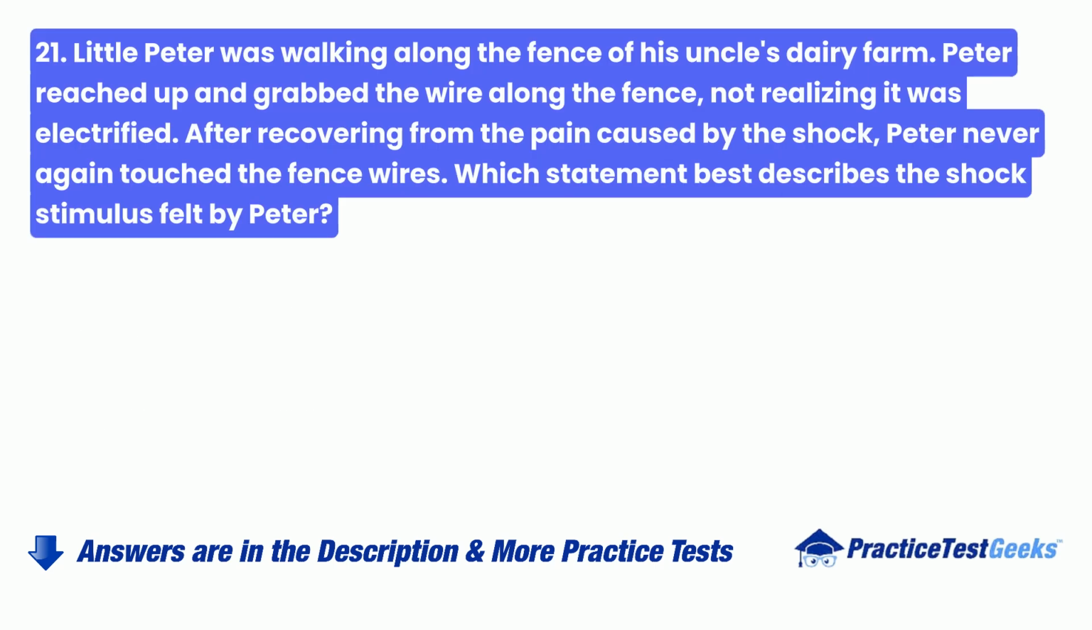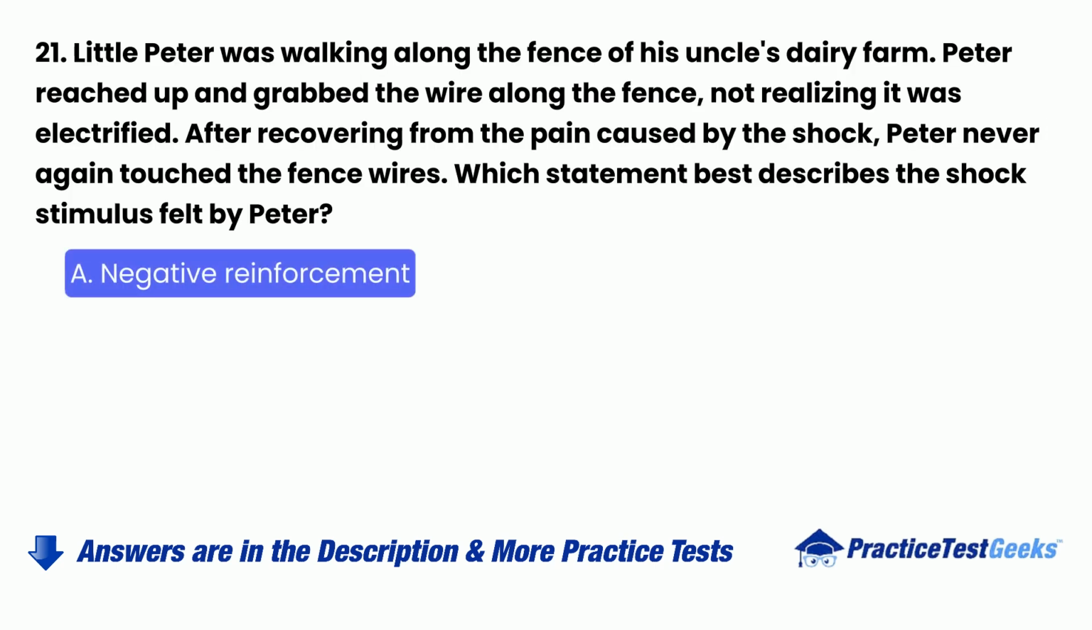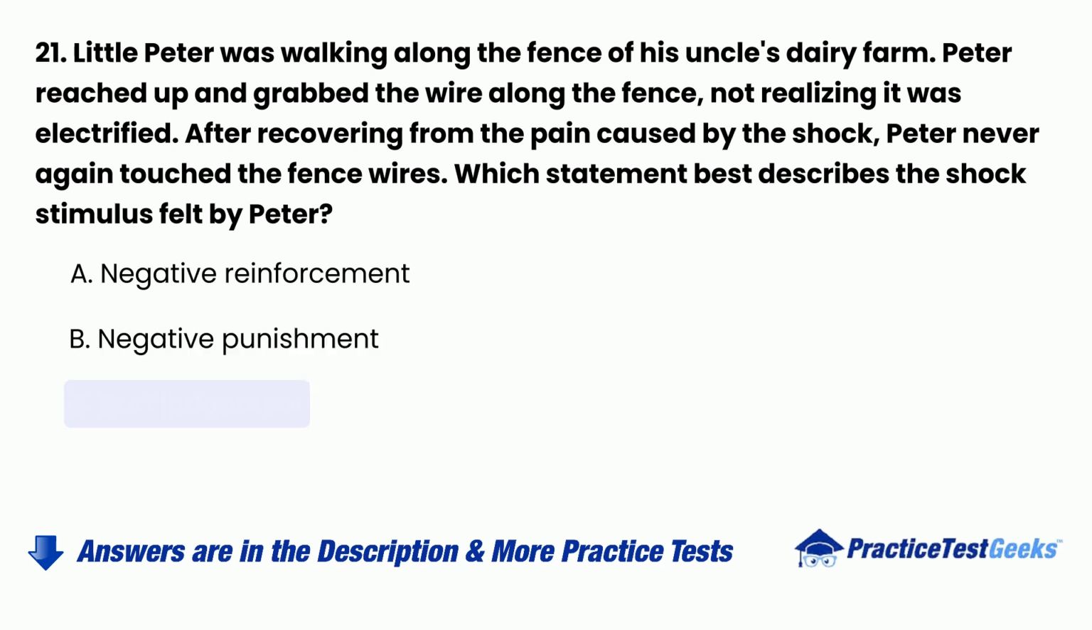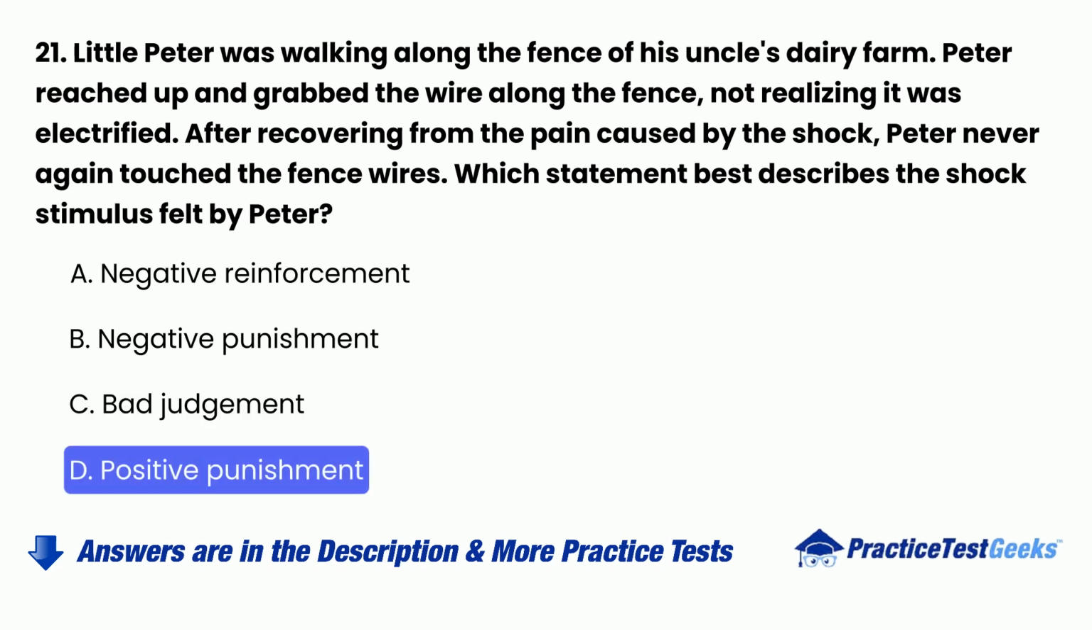(21) Little Peter was walking along the fence of his uncle's dairy farm. Peter reached up and grabbed the wire along the fence, not realizing it was electrified. After recovering from the pain caused by the shock, Peter never again touched the fence wires. Which statement best describes the shock stimulus felt by Peter? A. Negative reinforcement. B. Negative punishment. C. Bad judgment. D. Positive punishment.